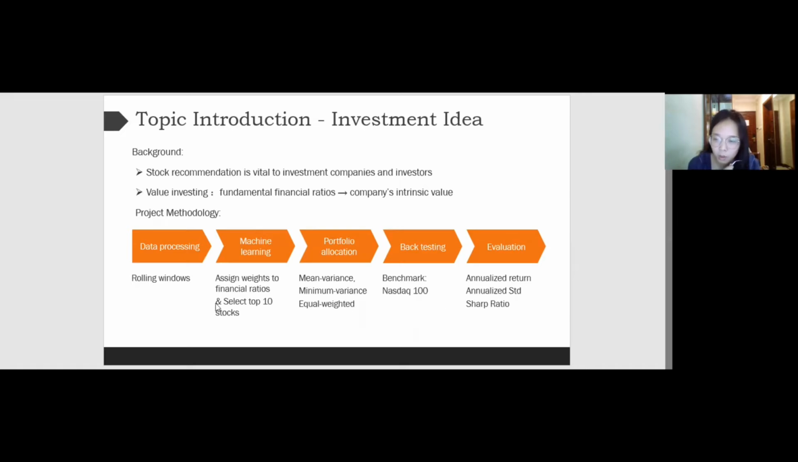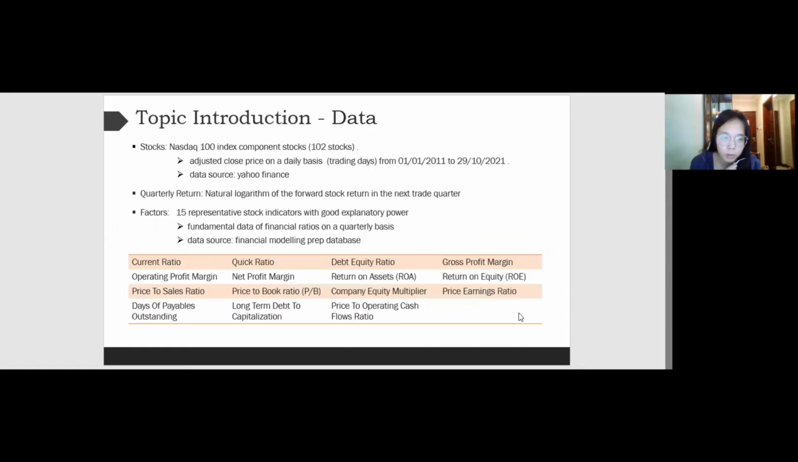In detail, first, we use rolling windows to divide data. Then, on the rolling basis, we use machine learning algorithms to select stocks dynamically. After the selection, we test asset allocation methodologies and compare our portfolio results with the Nasdaq 100 index. Finally, after we have the fixed 10 stocks in September, we obtain the performance in October.